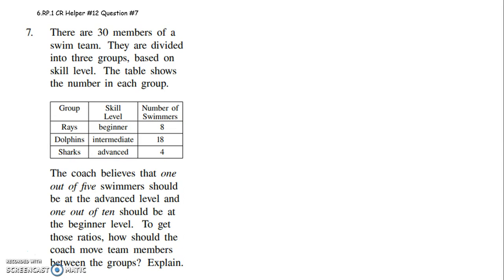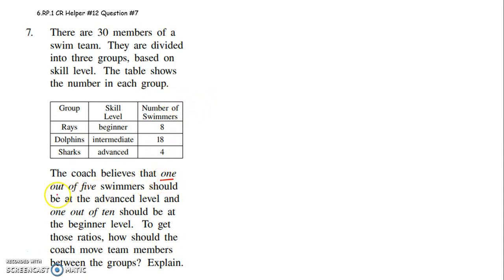The Rays are the beginners. They have 12 swimmers. The Dolphins are the intermediate. They have 18 swimmers. And the Sharks are the advanced. They have 4 swimmers. The coach believes that 1 out of 5 swimmers should be at the advanced level.